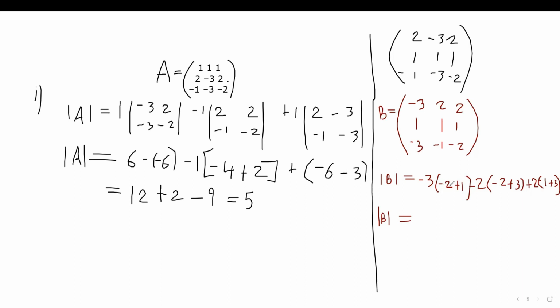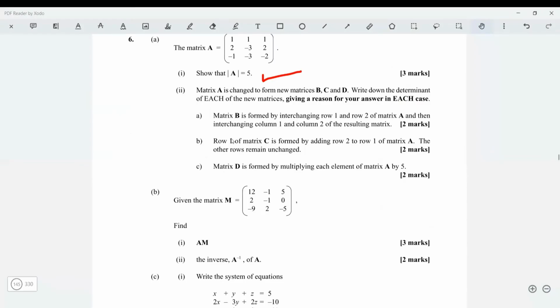This is going to be minus 1 times minus 3. Minus 1 times minus 3 is 3. Then minus 2 plus 3 is 1. 1 times minus 2 is minus 2. Then we have minus 1 plus 3 is 2. And then 2 times 2 is 4. So what we end up getting is 4 plus 3 is 7, minus 2 is 5. So notice that the determinant of B is still 5. Wow, that's crazy.